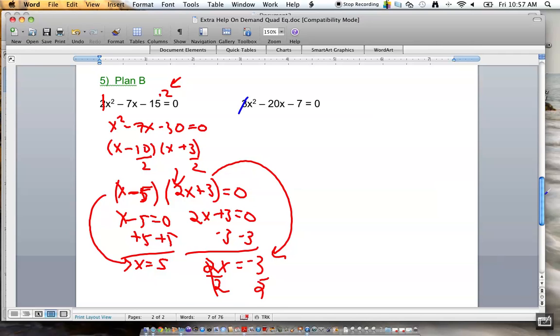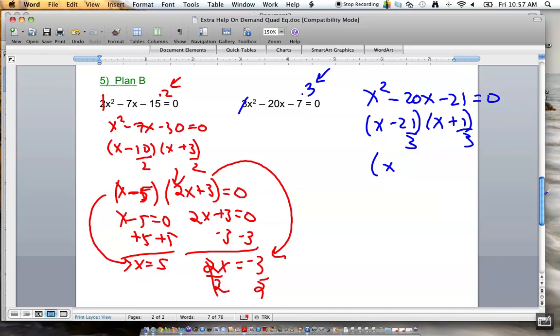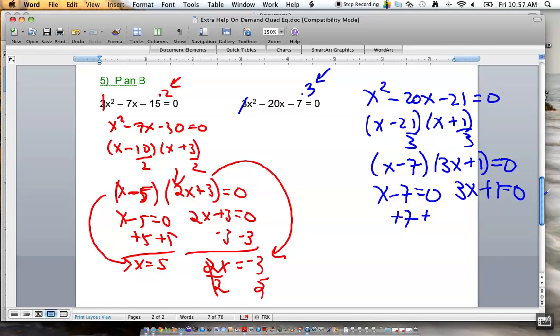And lastly over here, I notice the 3 is not a common factor, so that gives me x squared minus 20x minus 21 equals 0, which would be x minus 21 times x plus 1. Now I have to, because I multiplied by 3 here, I have to come back in and divide by 3. I get x minus 7, 3x plus 1 equals 0. Maybe it's the factor on the left. Maybe it's the factor on the right. Add 7 to both sides. 3x is 7. 3x is negative 1. Divide by 3. X is negative 1/3. So those are the correct answers.